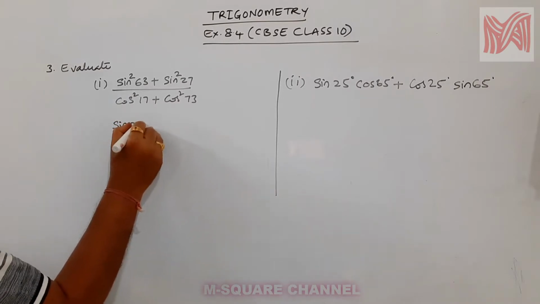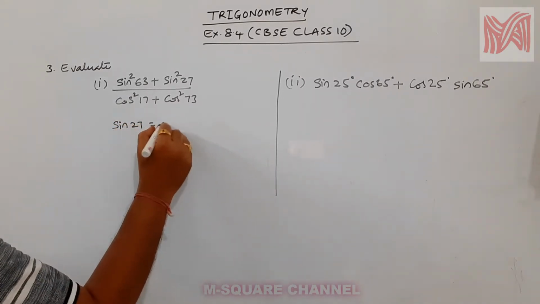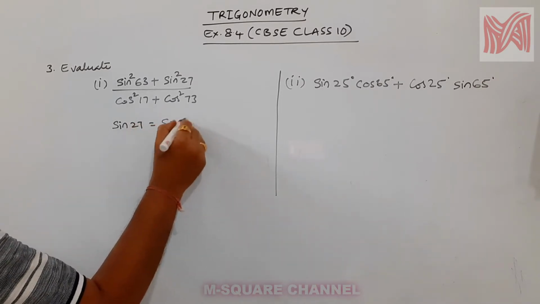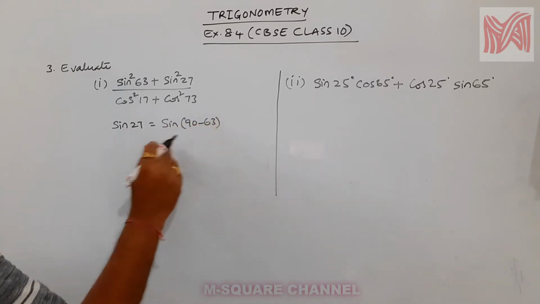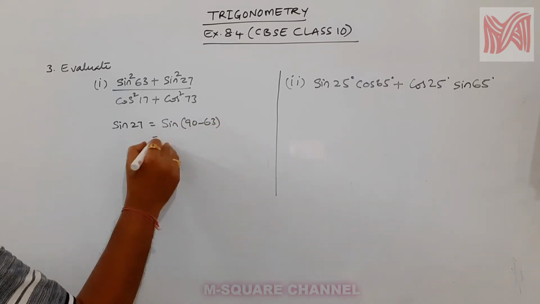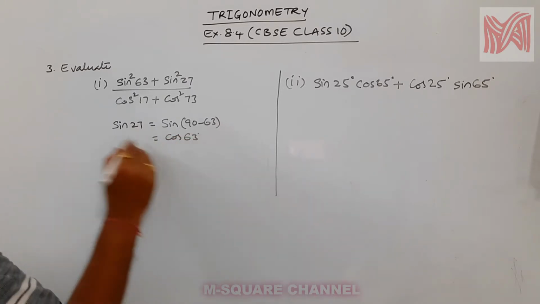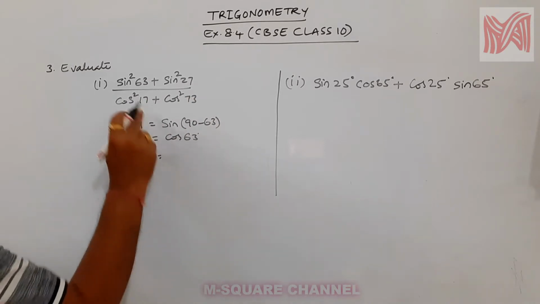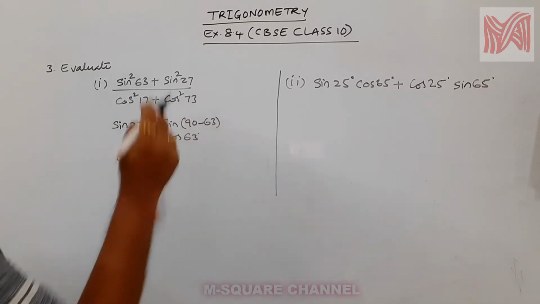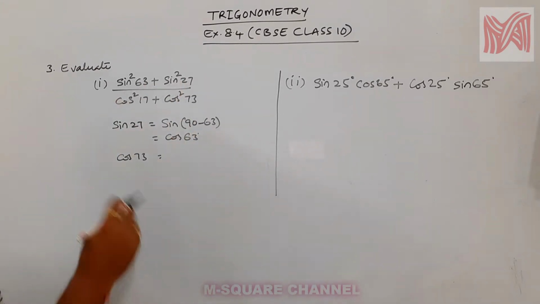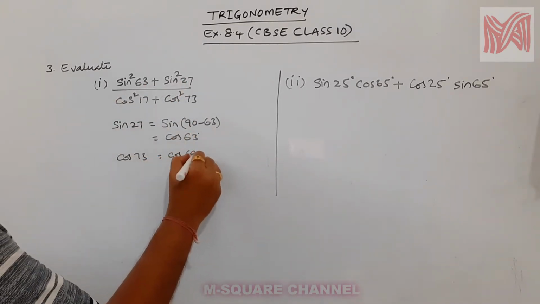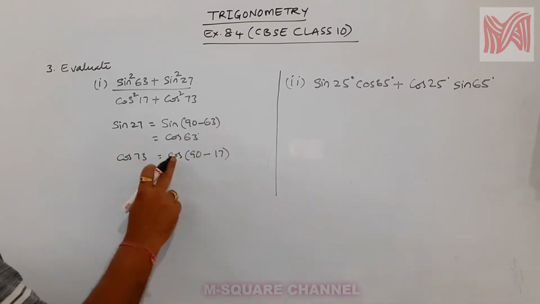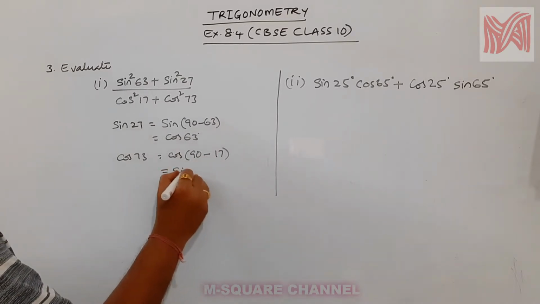Suppose if I am going to change sin 27, so sin 27 we can write as sin 90 minus 63. 90 minus 63 is 27. Sin 90 minus theta is cos theta, that is cos 63. Next one I am going to change this cos 73. You can understand 17 plus 73 is 90. 63 plus 27 is 90. Like that. So here cos 90 minus 17, that is 73. 90 minus 17 means 73. So cos 90 minus theta means sin theta, that is sin 17.